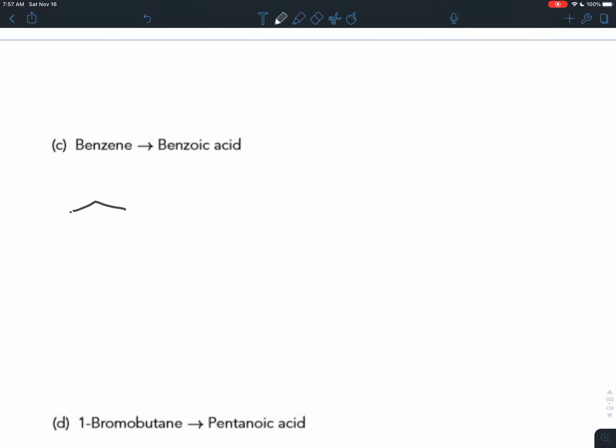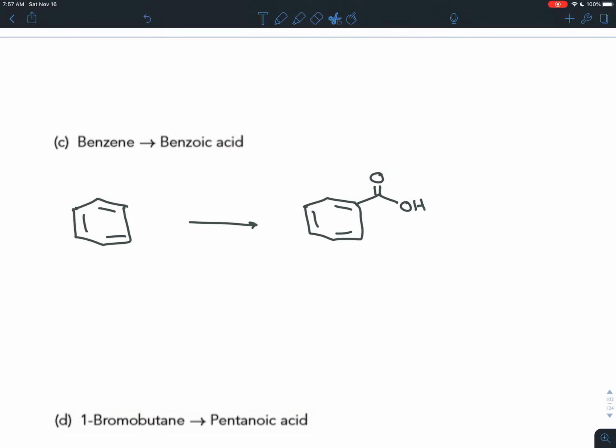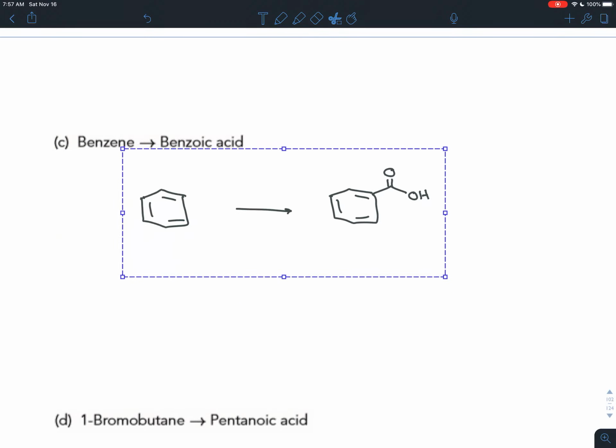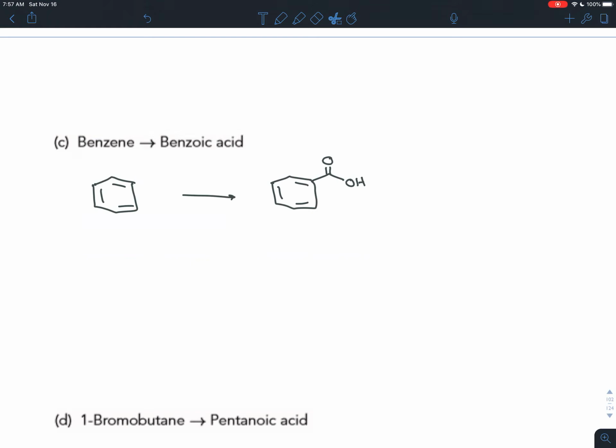All right, benzene, the vapors coming off of gasoline. Famous aromatic molecule. And we turn that into benzoic acid, which we just saw previously. It's the benzene derivative of carboxylic acid on it. So if we want to make this transformation happen, what can we do?